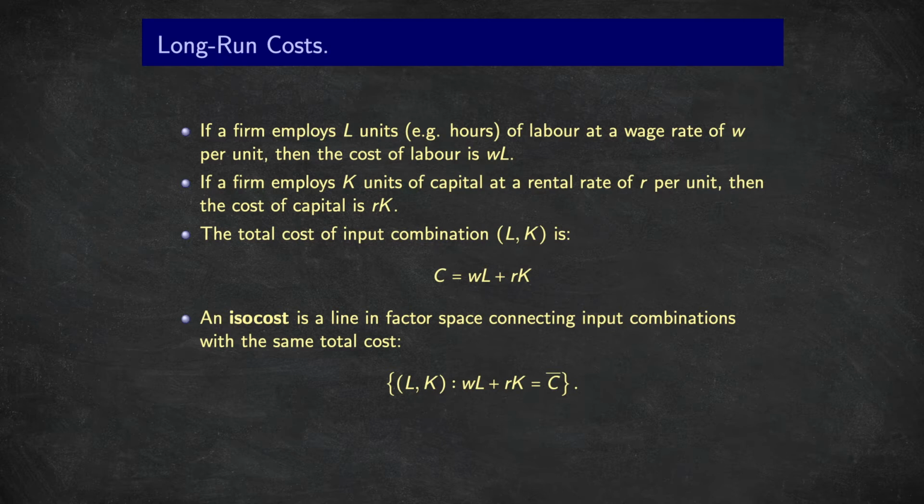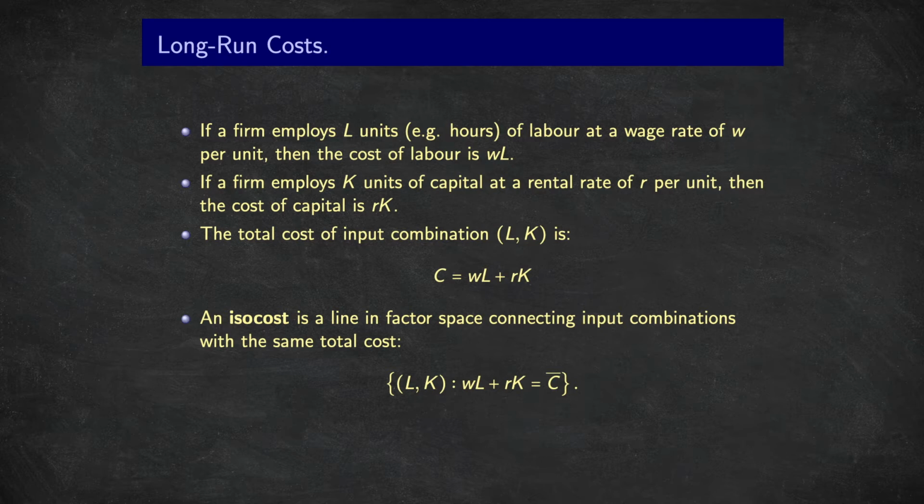So, based on this, we can calculate the total cost of any input combination, a pair which has some L in it and some K in it. If we look at this input combination, we can calculate its total cost quite simply as some number C, the cost of this input combination, equal to W times L, the total cost of labour, plus R times K, the total cost of capital.